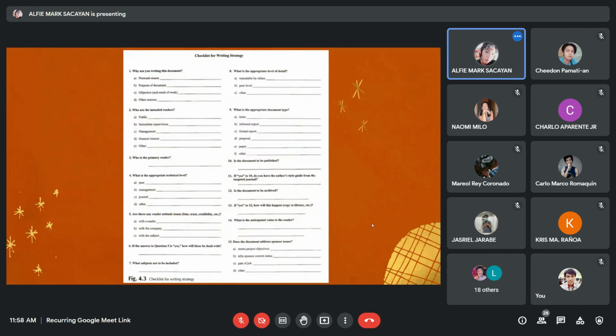So this part, this is a checklist coming from the textbook that we are using. So this is a checklist for writing strategy.